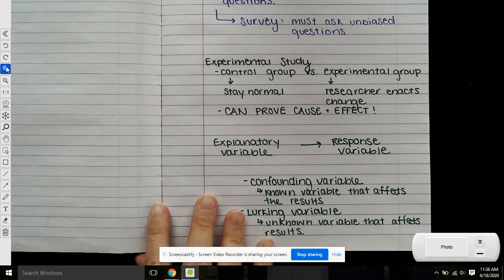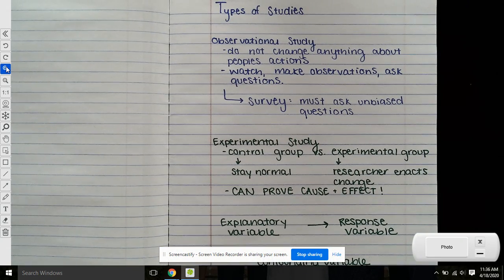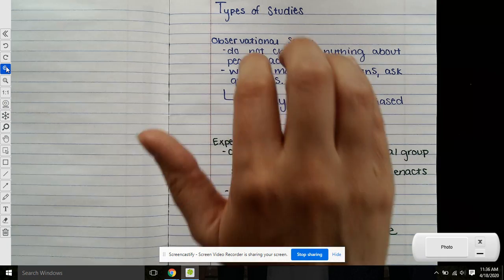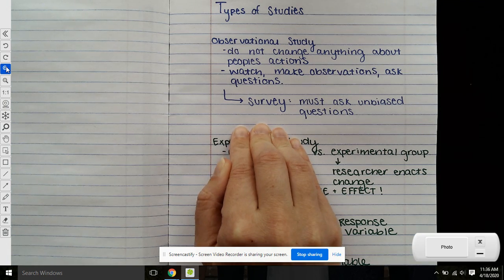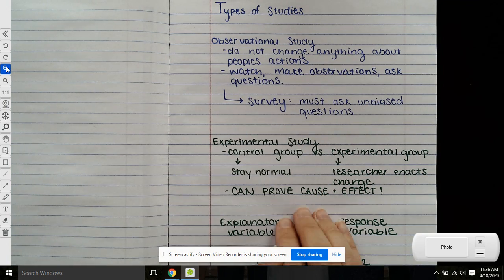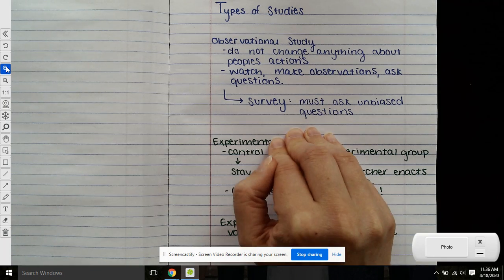So these are your basic types of studies. And one thing that's added compared to the first video you watched is that a specific type of observational study is a survey. And one thing that's super important is that you can prove cause and effect in experimental studies. You cannot prove it in observational studies.